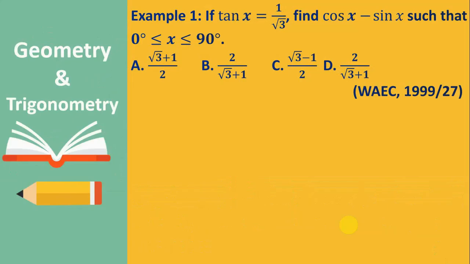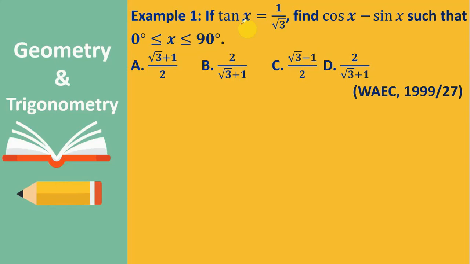Now, the first question we are going to be taking a look at is a WAEC question picked from 1999 objective question number 27, where the question says, if tan x is 1 over root 3, find cos x minus sin x such that 0 degrees is less than or equal to x, which is less than or equal to 90.